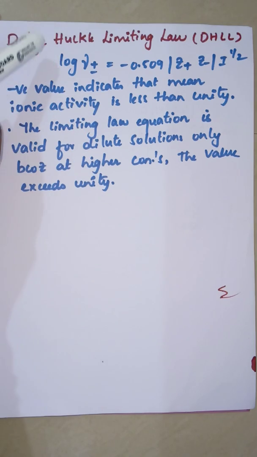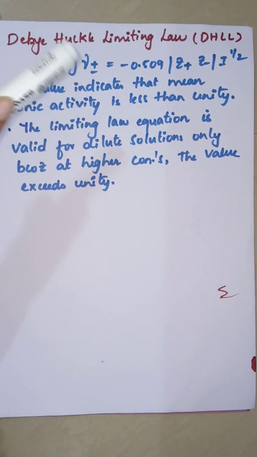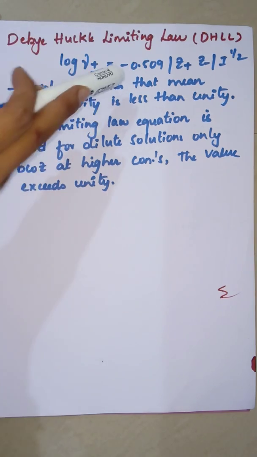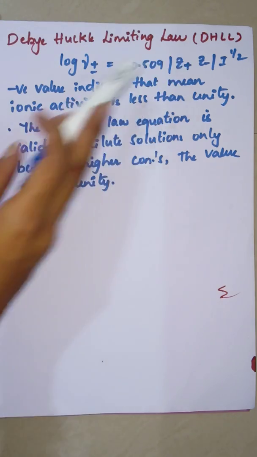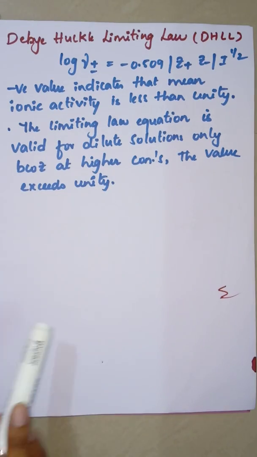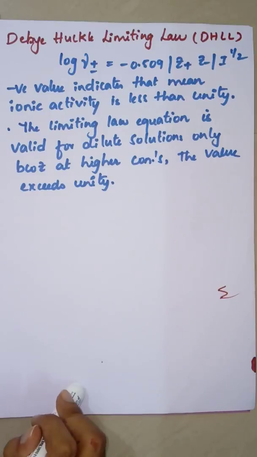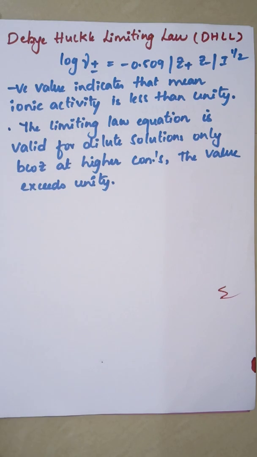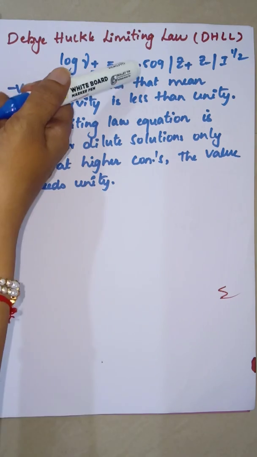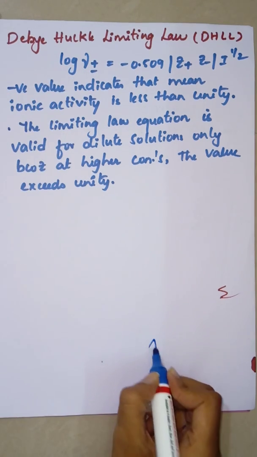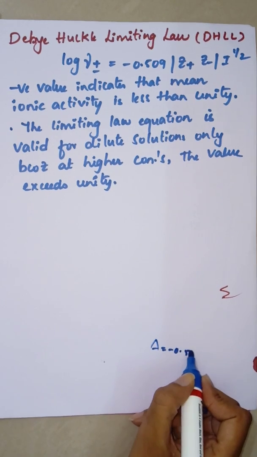They will not give Debye-Huckel limiting law by name. Instead, they will give DHLL. So it's important that you also know that DHLL is nothing but Debye-Huckel limiting law. So what is the law? log gamma plus or minus equals minus 0.509 z plus z minus I power 1 by 2. This value is a constant. Sometimes we write it as capital A. Capital A here is minus 0.509.